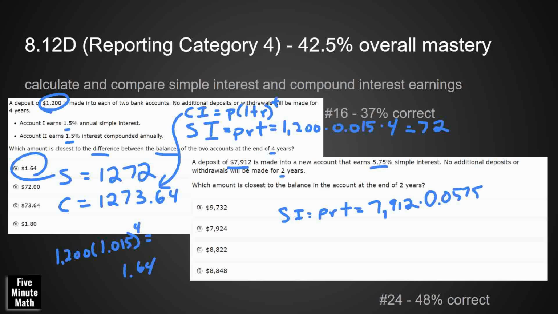So 0.0575. And then we're going to multiply that by just 2, because we only had 2 years. And so that's going to be 909.88. Now remember, this just gives me my interest. I'm looking for my balance. So I need to add back in my 7912, and I get my 8821.88. We're rounding. You see, it's closest to the nearest whole, so we're going to get that C as our answer, 8822.